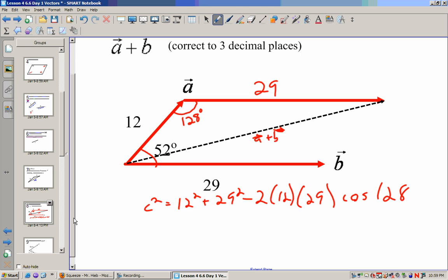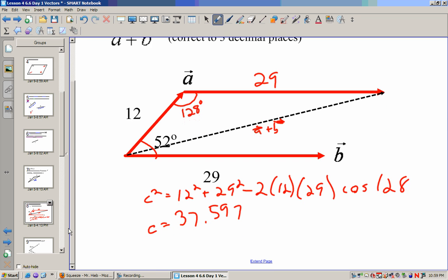I'll take out my trusty calculator. 12 squared plus 29 squared minus 2 times 12 times 29 times the cosine of 128. Square root that answer, and c is equal to 37.597. I don't think we have units on anything. No. So that's going to be the distance from here to here.